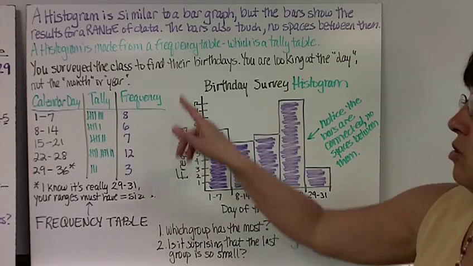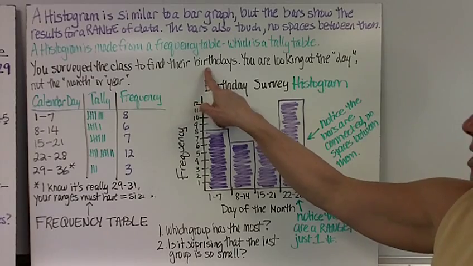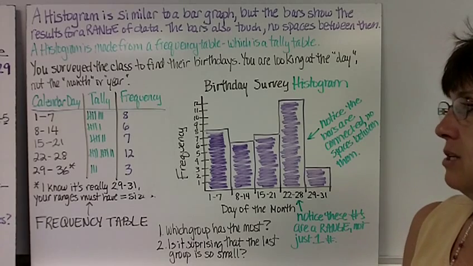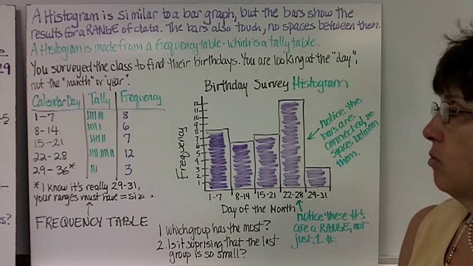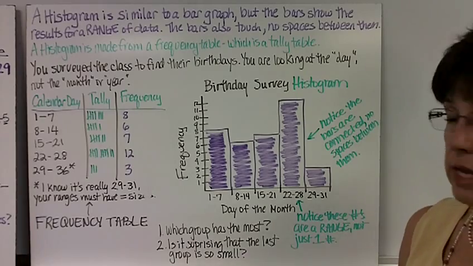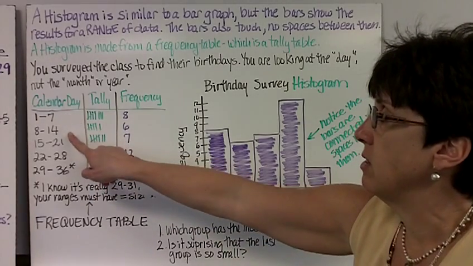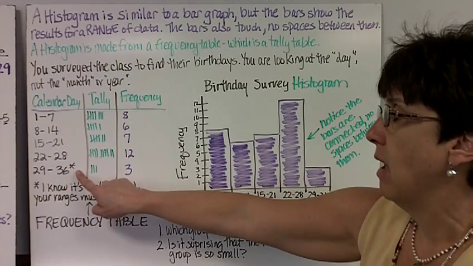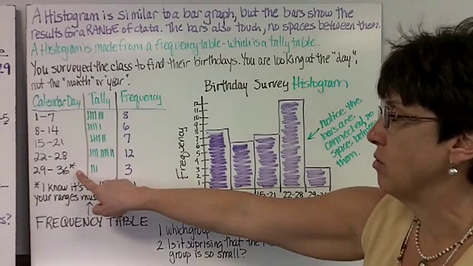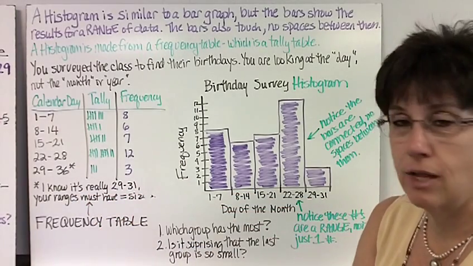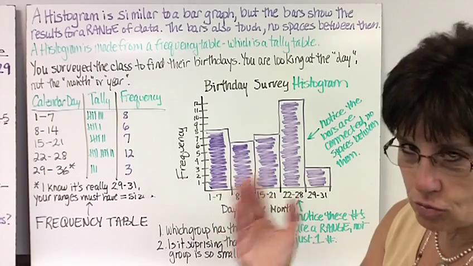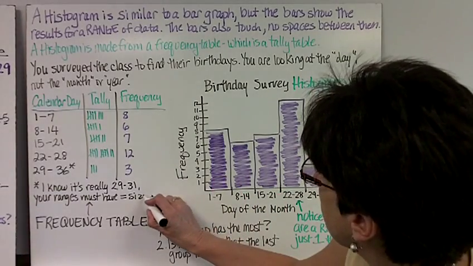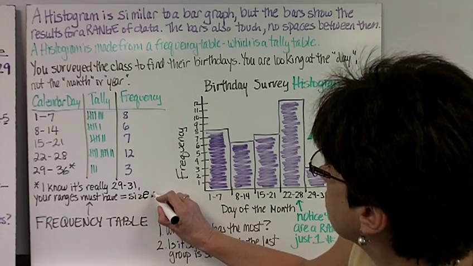A histogram is made from a frequency table, which is a tally table. So for example, you surveyed the class to find their birthdays. You're looking for the day, not the month or the year. So like my birthday is June 30, so it would be the 30th that we would be talking about. So you did a range. You said, okay, from the 1st to the 7th, 8 to the 14th, 15 to the 21st, 22nd through 28th, and then the last one, 29 through 36. I know it's really only 29 through 31 because there are not 32 days in a month, but your ranges must have equal sizes.